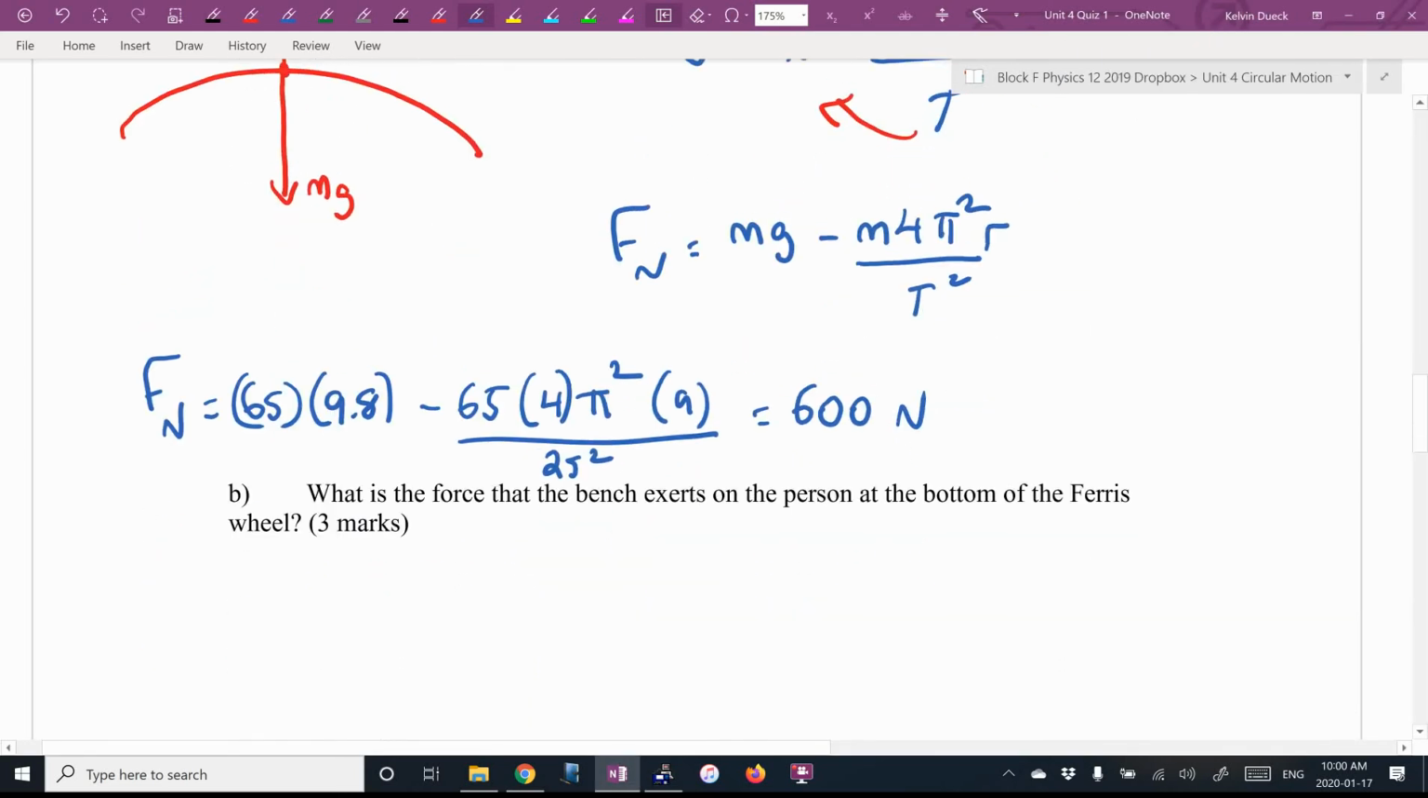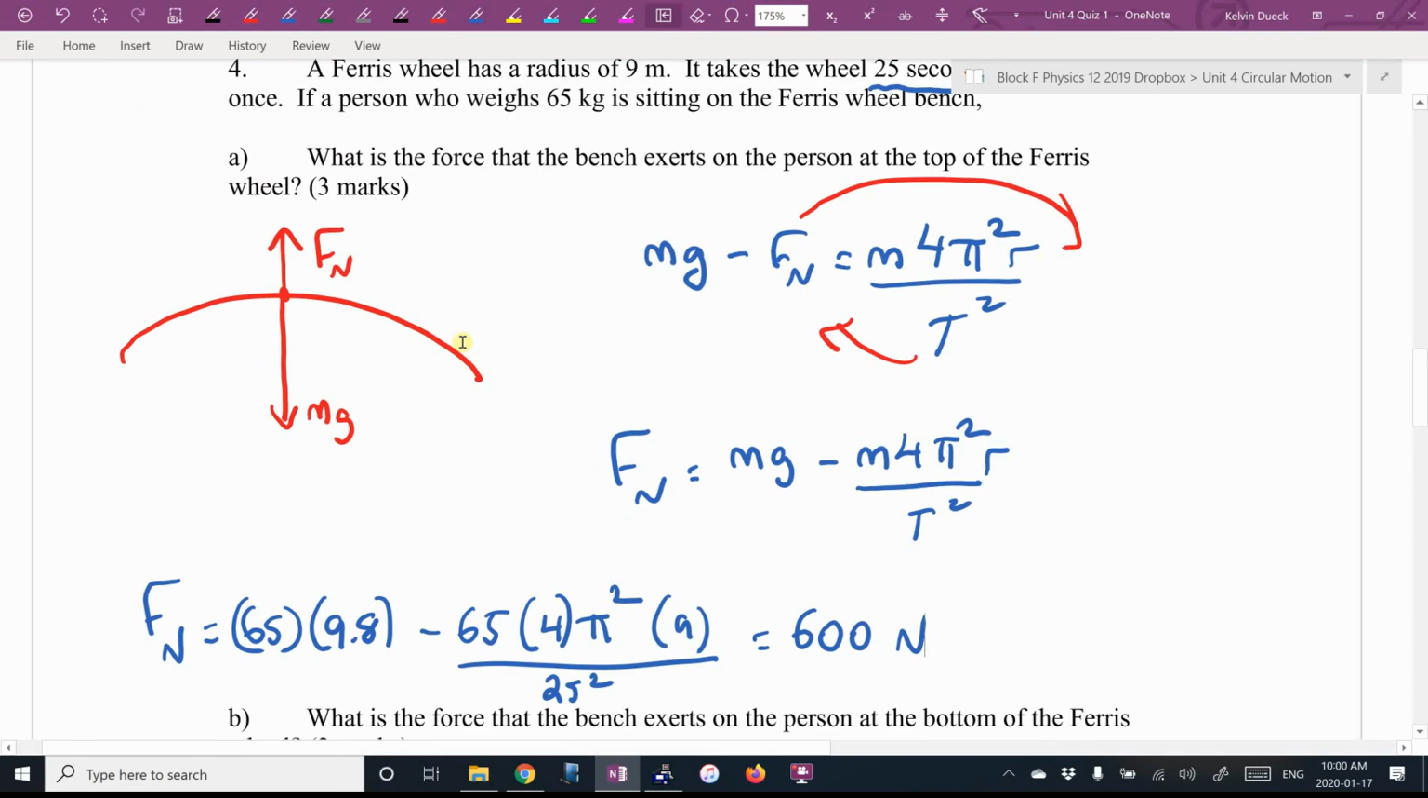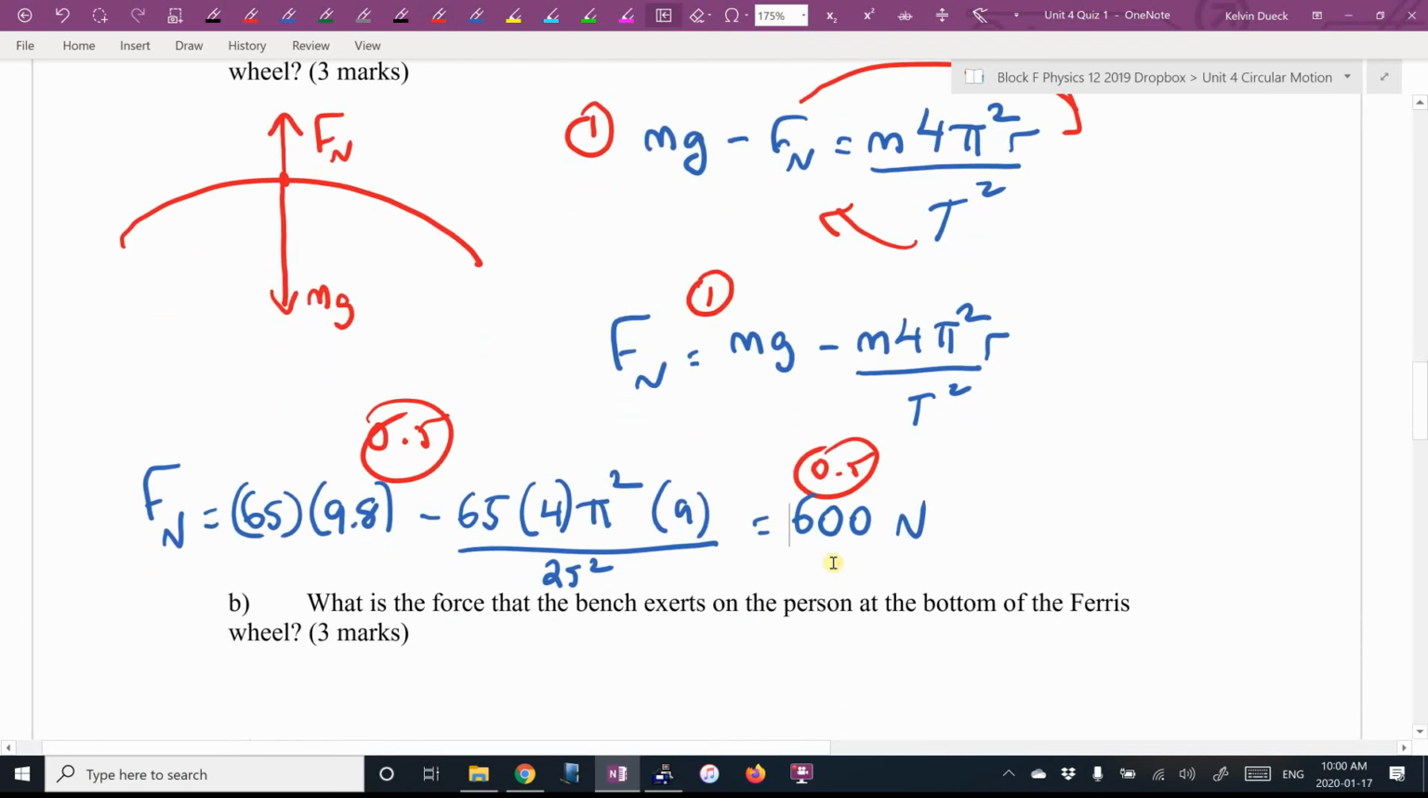Repeat for the bottom. So I said, okay. For part marks, by the way, if you got that right, 3 out of 3. Otherwise, I would probably give you 1 mark if I saw that line, 1 mark if I saw that line, half mark for the numbers, and a half mark for the answer, something like that. What's the force at the bottom?